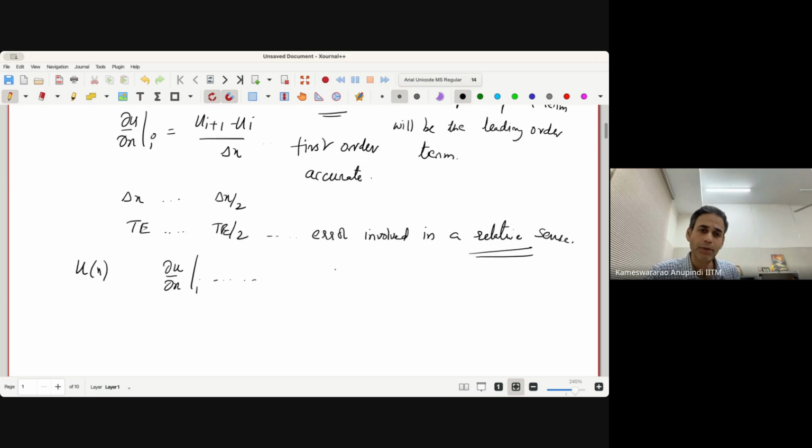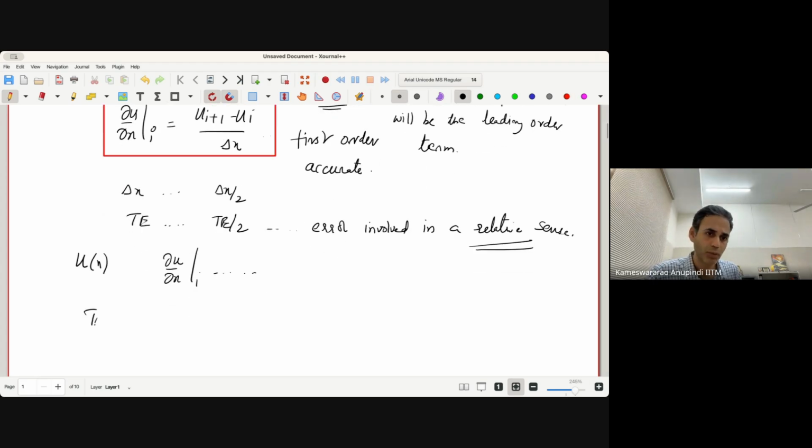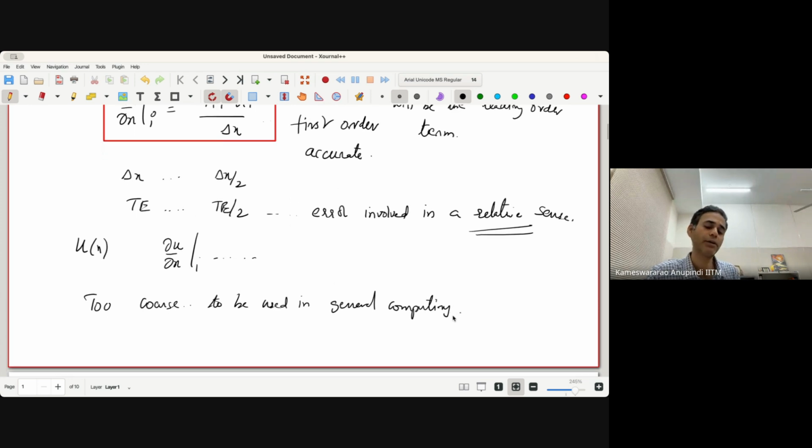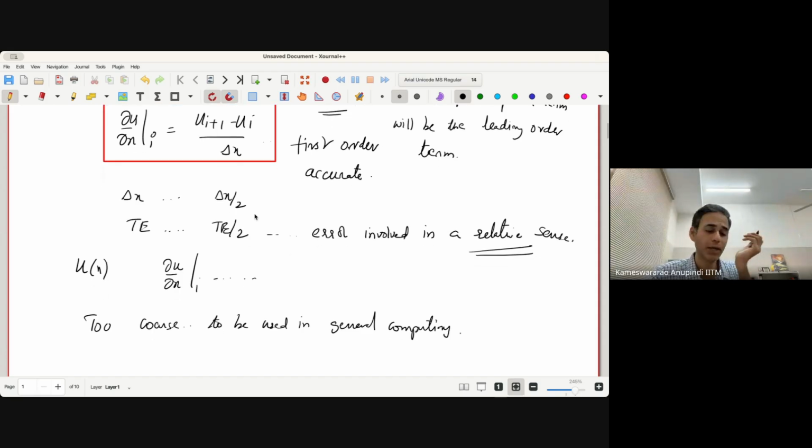Now, as we said, the first order accurate formula which we have derived here is essentially O(h). That means it is only first order accurate. So to be used in general computing, we will most likely not be using such simple first order accurate formulas. We would need higher order accurate formulas because otherwise the truncation errors involved are large, and we won't be able to get meaningful correct answers with that.